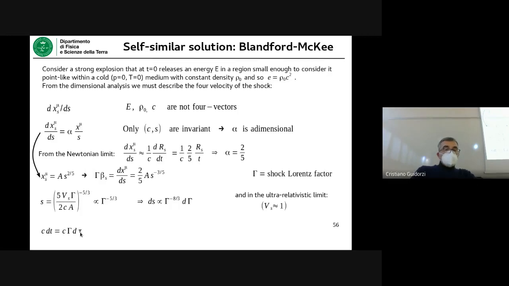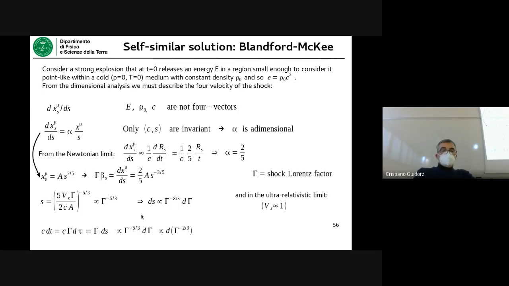But if I call tau the proper time of the shock, you remember very well that a proper time interval is increased by a factor of gamma when you move to the lab frame. So dt is gamma times d tau, where d tau is the proper time of the shock. But c d tau is just ds. And ds scales as gamma to the minus 8 over 3, so multiplied by gamma, it means gamma to the minus 5 over 3.